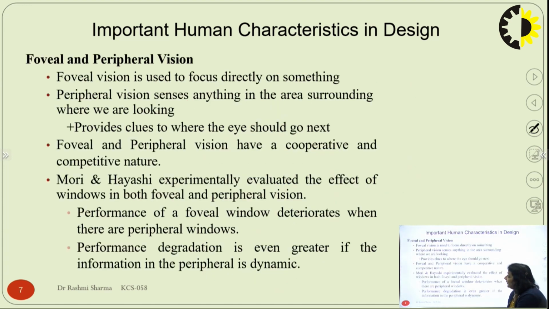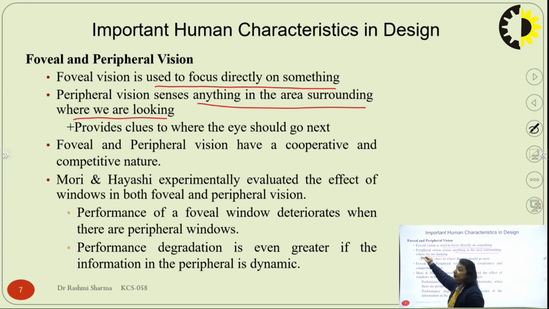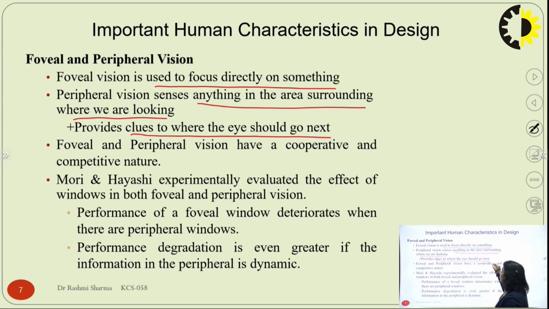Then comes foveal and peripheral vision. As I told you, foveal is like seeing the bird's eye, focusing on a specific thing. So foveal is used to focus directly on something, and peripheral is the area surrounding what you are looking at. Like seeing the tree where the bird is sitting, and also seeing the other birds, and the fruit. This is the basic difference which is usually asked as a 2-marker question in AKTU. So that is foveal and peripheral vision. Foveal is focusing on a specific thing, peripheral is looking into the surrounding areas also. So it provides clues to where the eye should go next.